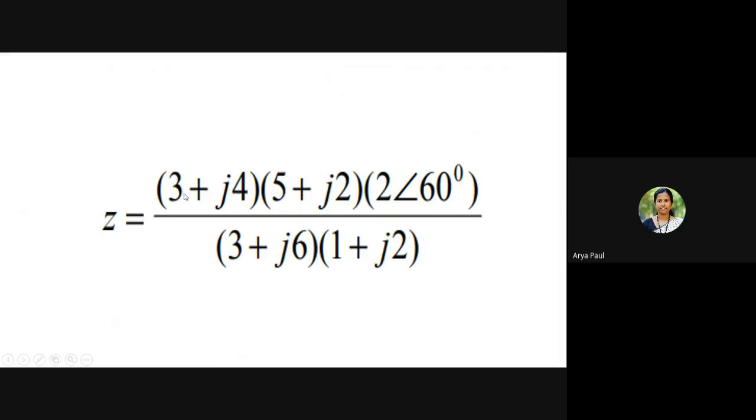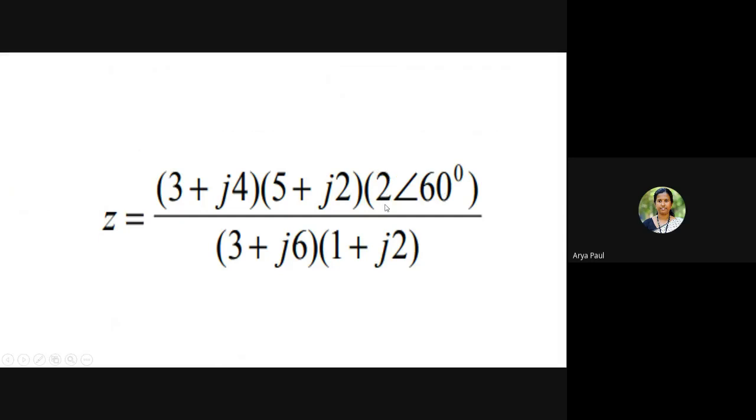And here you can see 3 plus j4, that is a rectangular form. Here 5 plus j2, again a rectangular form. But 2 angle 60 degree, that is in polar form. Complex number representations are of two types: one is rectangular format and the other one is polar form. 3 plus j4 is rectangular, 5 plus j2 is also rectangular, but 2 angle 60 degree is in polar form.